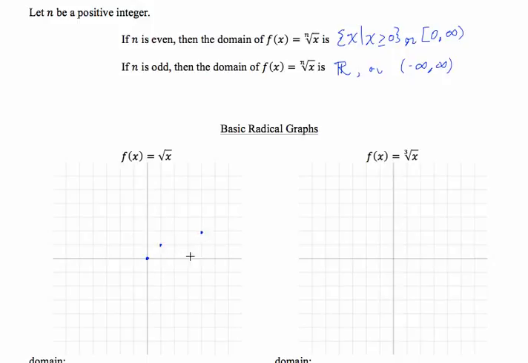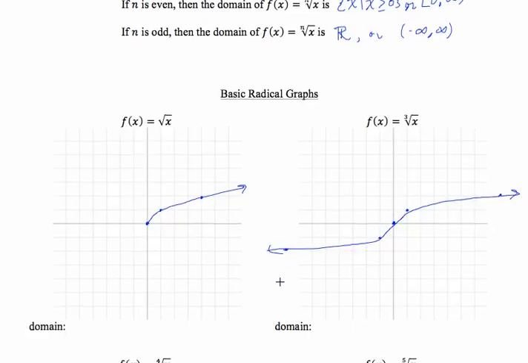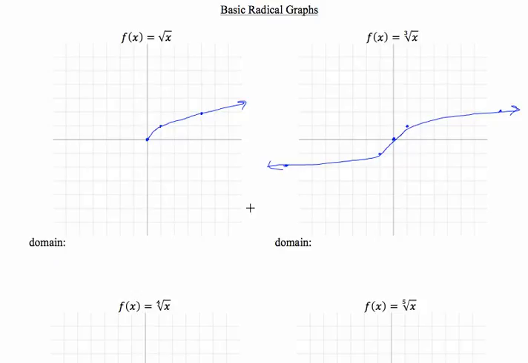Cubed root of x is similar. Cubed root of 1 is 1. Cubed root of 8 is 2. So it would be about up here. And then cubed root of negative 1 is negative 1, and cubed root of negative 8 is negative 2. So its graph looks more like this. Okay, the domain of this first graph we drew, as we said before, is from 0 to infinity, including 0. And this one goes from negative infinity to infinity.